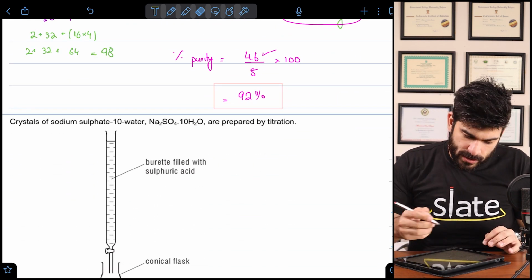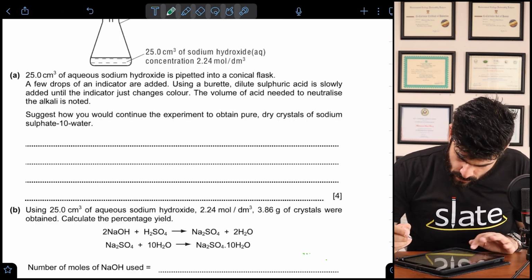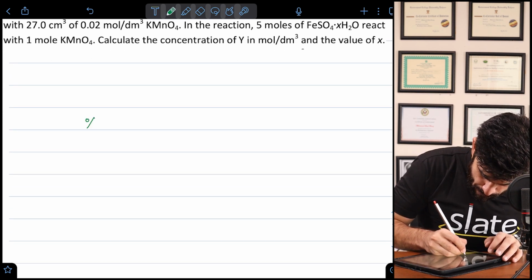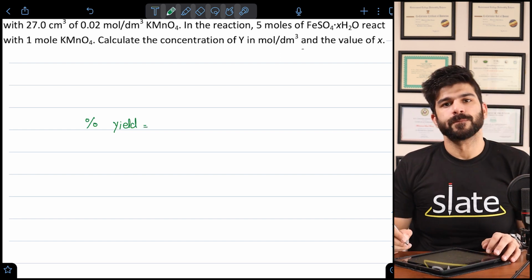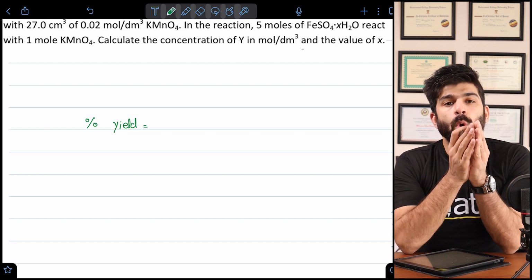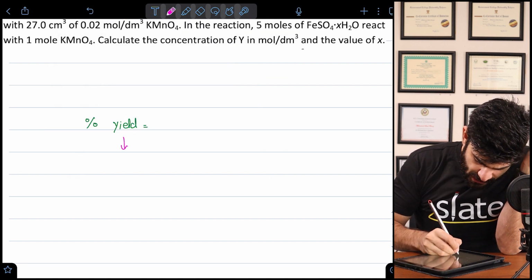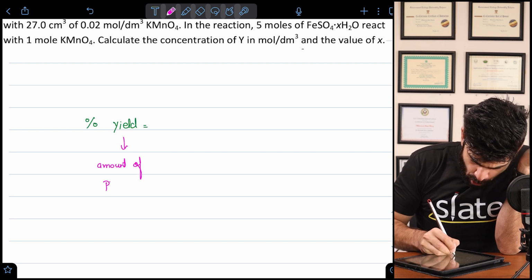Now let's talk about the other concept. The other concept is of percentage yield. What is yield in the first place? Yield is the amount of product being formed.